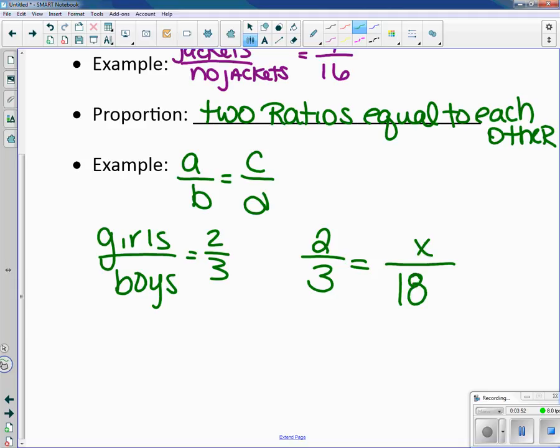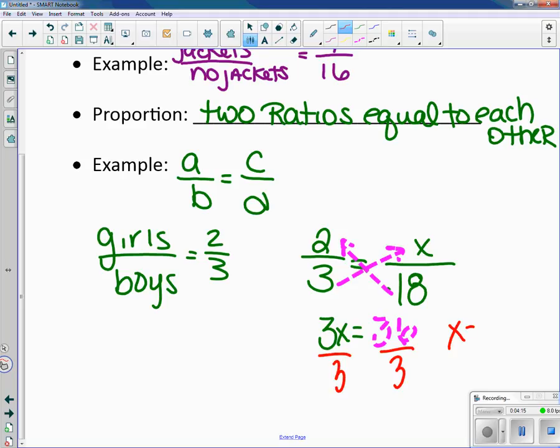So this is just a straight cross multiplication. What would it be? 3x is equal to, when I multiply these two together, I'm multiplying these two and I'm multiplying these two, 36. And then let's divide by 3. So that means that there are 12 girls in that class. That's all that is. Okay?